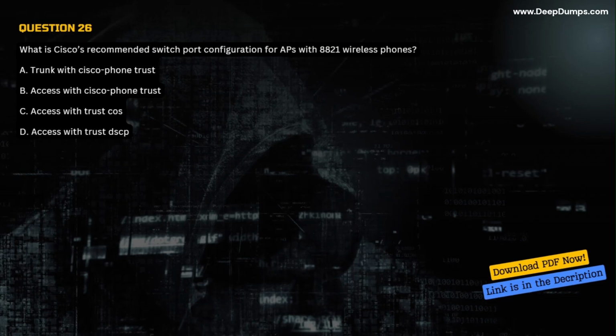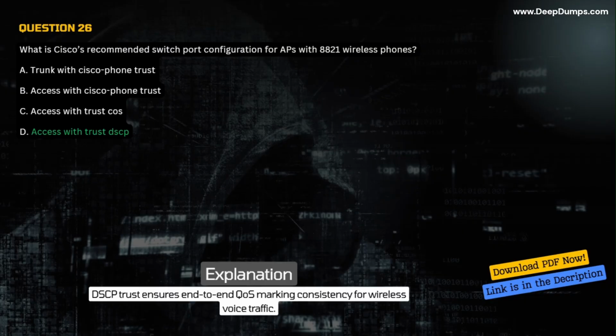Question 26. What is Cisco's recommended switch port configuration for APs with 8821 wireless phones? A. Trunk with Cisco Phone Trust. B. Access with Cisco Phone Trust. C. Access with Trust COS. D. Access with Trust DSCP. Correct answer D. Access with Trust DSCP. Explanation. DSCP Trust ensures end-to-end QoS marking consistency for wireless voice traffic.